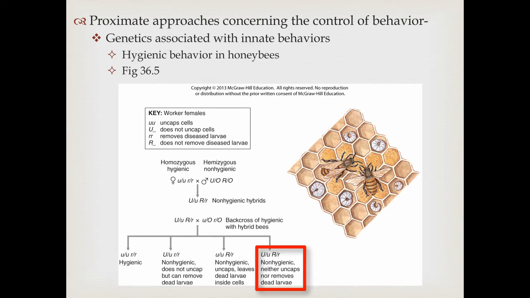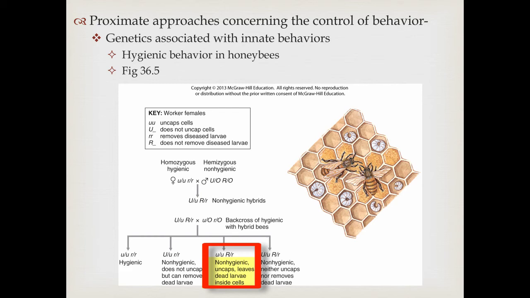But then you also have some that are heterozygous for both traits, so they don't remove the caps nor remove the dead larva. And other combinations are possible in which you have a heterozygote maybe for the uncapping, so they're not going to uncap, but they would have the removal behavior if they could find one that was already uncapped. The reverse of that is another non-hygienic or partial hygienic, in which they'll uncap it, but then they don't do anything because they're heterozygous for the removal allele.